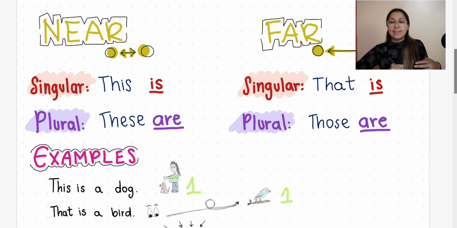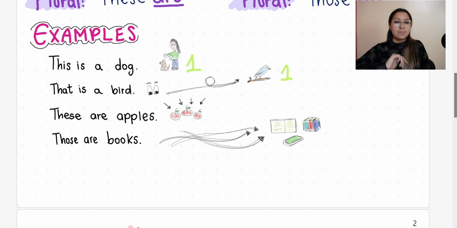Now, the other pronouns are for when I'm talking about things that are far away. Maybe I can look at them, but I cannot grab them with my hands. The pronouns are that is for singular and those are for plural. Okay? Now let's look at some examples to understand better.